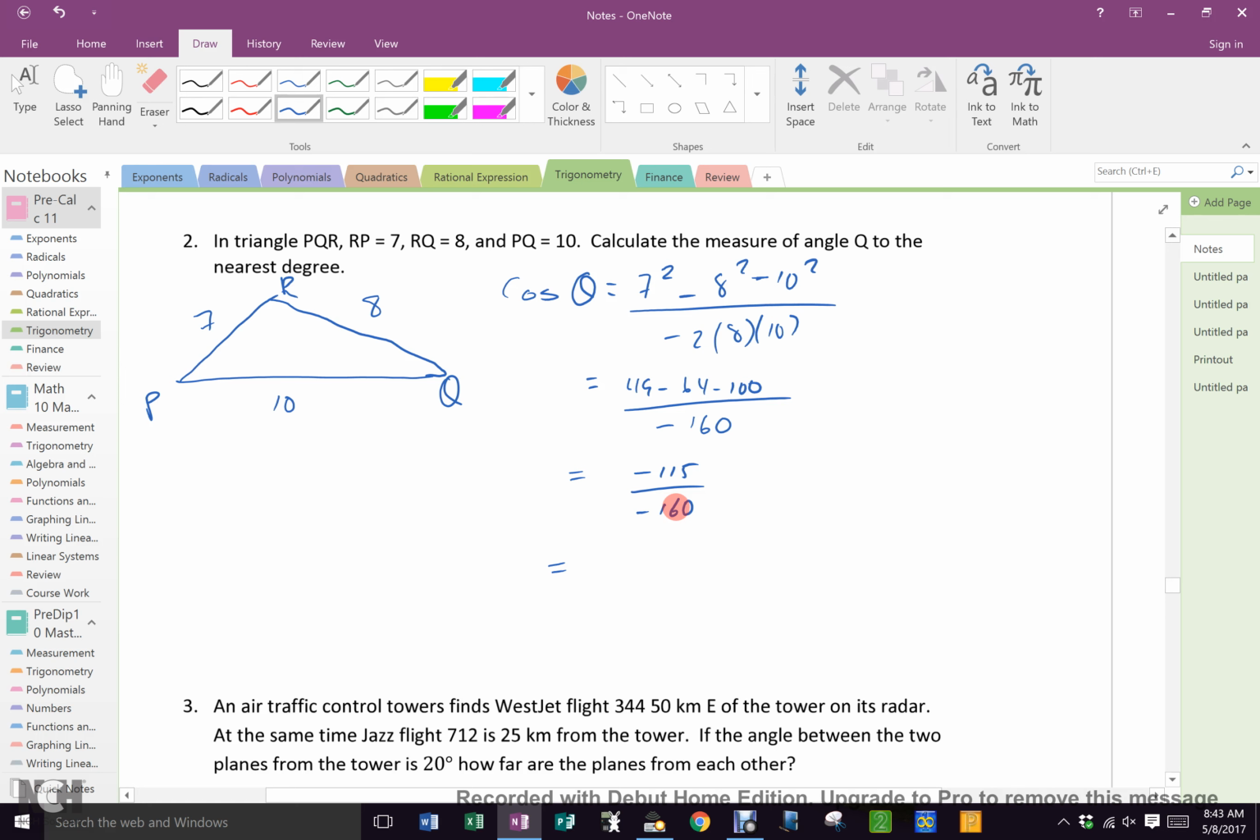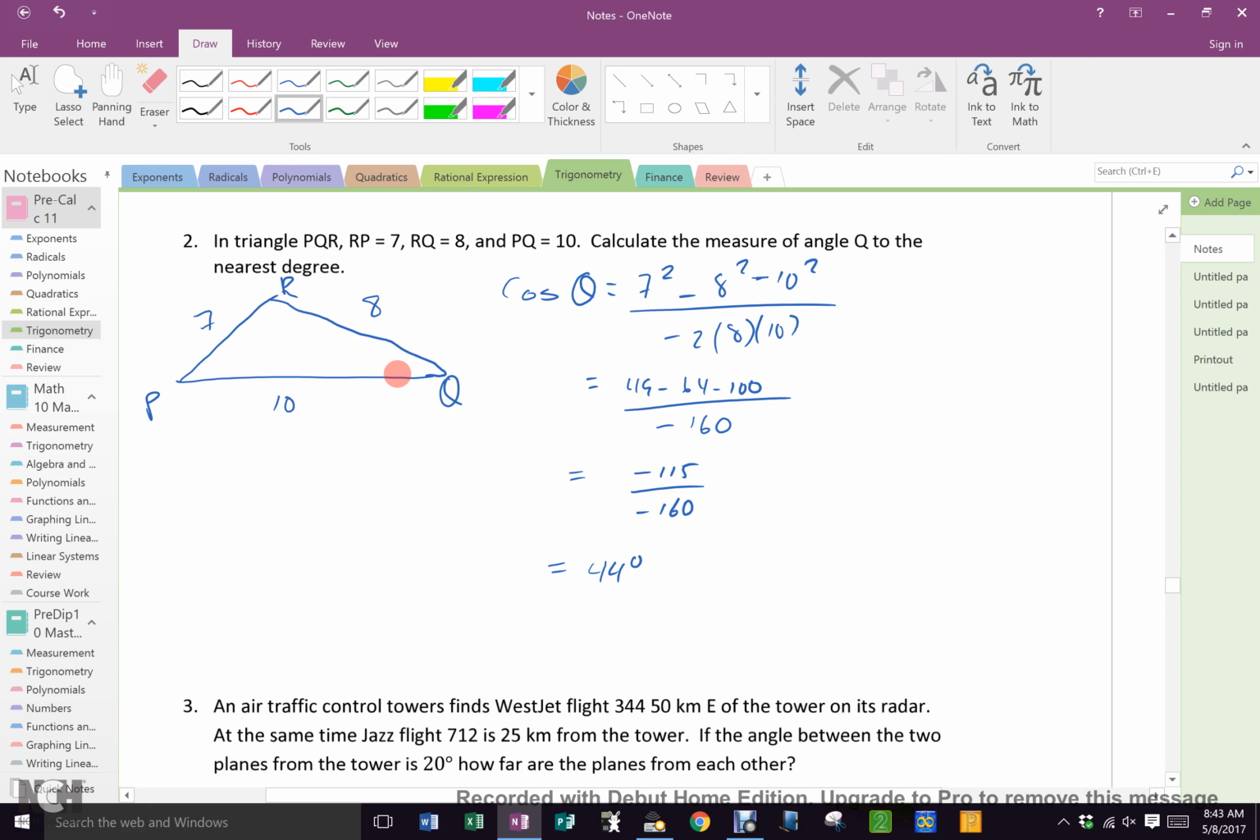$44 sounds about right. Second, cos 115 divided by 160, 44 degrees. Now, this time, I thought about my triangle, didn't I? I thought about how I drew my triangle. This is what it would have to look like, yeah?